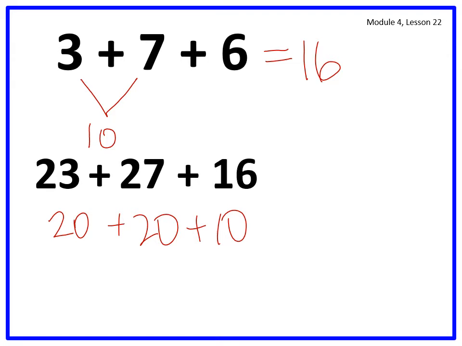So I could just count by tens. 10, 20, 30, 40, 50. Now I have 50 plus 16 from our ones that we've added previously. 50 plus 10 is 60. 60 plus 6 equals 66.